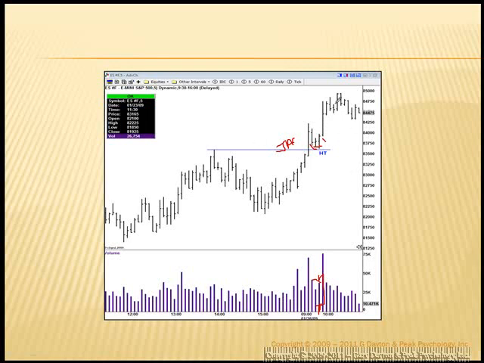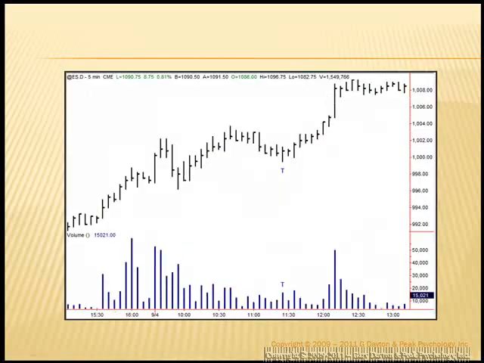And then we expect to see this thing move up, which it does. Okay? This is a 5-minute chart of the S&Ps. Here's another good example of a hidden test. We're in some kind of an uptrend here. We're making a high and a low and a higher high, right?